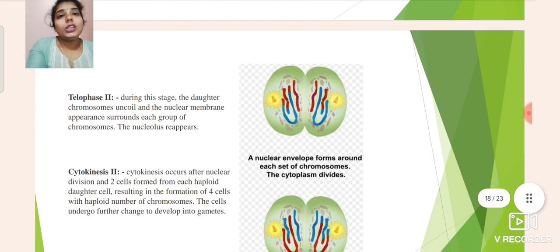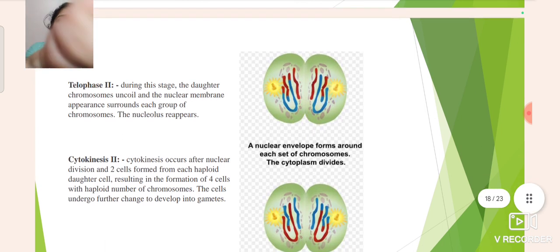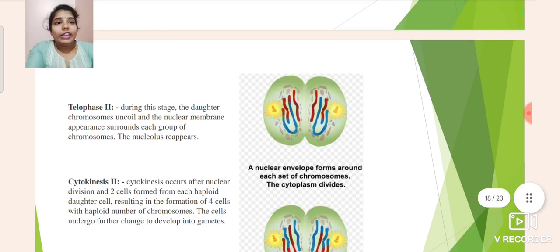Next, telophase 2. During this stage, the daughter chromosomes uncoil, the nuclear membrane will be formed, and the nucleolus will reappear. It means four daughter cells will be formed. So in telophase 2, four daughter cells will be formed, then the nuclear membrane will appear, then the nucleolus will reappear. Then telophase 2 occurs.